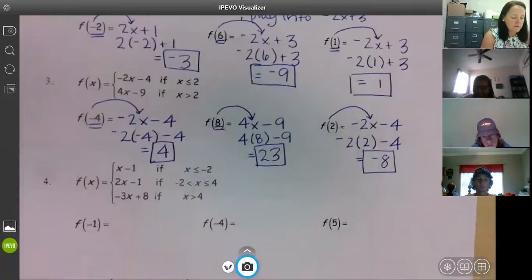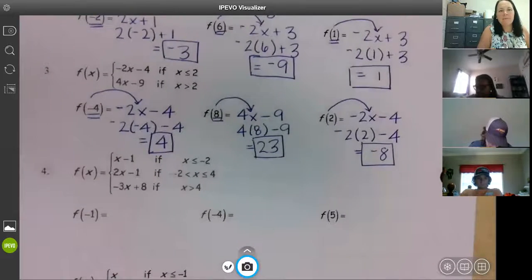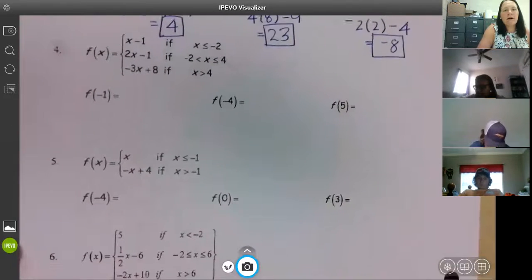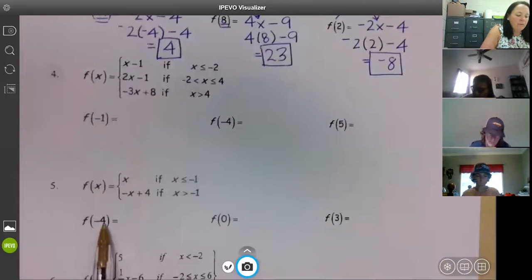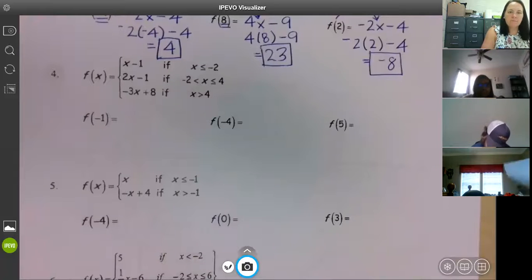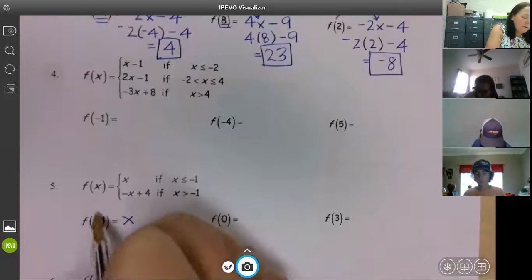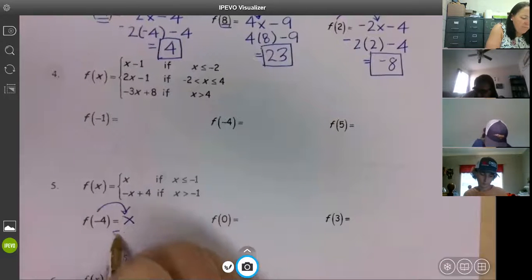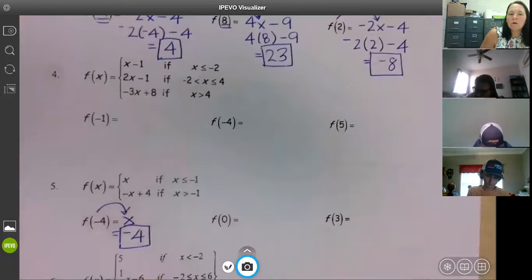And that's it, guys. I'm going to drop down to number 5 real quick, and then we'll work with the ones that have 3 in just a minute. It's the same thing. There's nothing crazy about it. All right, so drop down to number 5. Where does the negative 4 fall? Is it less than or equal to negative 1 or greater than negative 1? Less than. Okay, so it falls in the first one, which is just x. When we plug that in, we just get negative 4. There's no work to do.